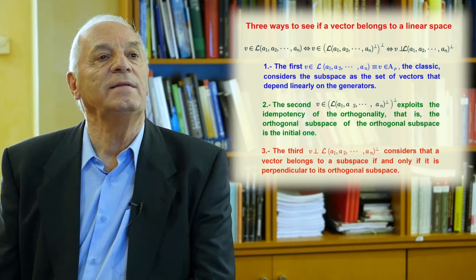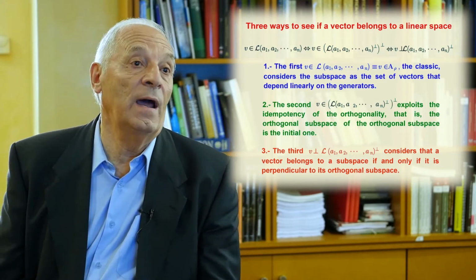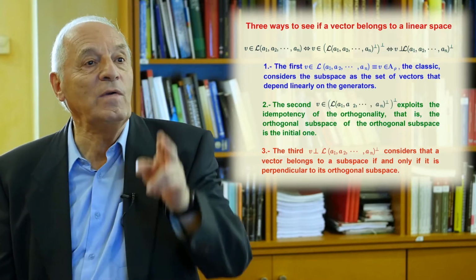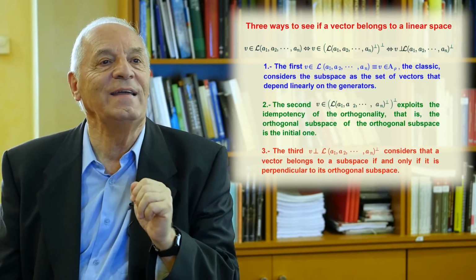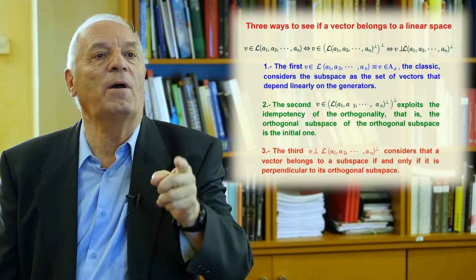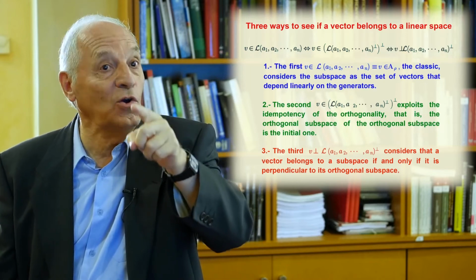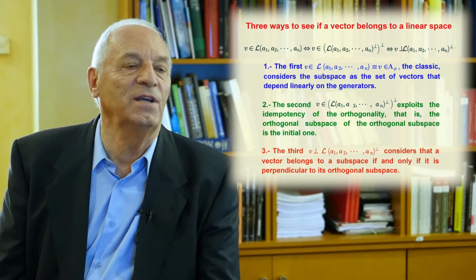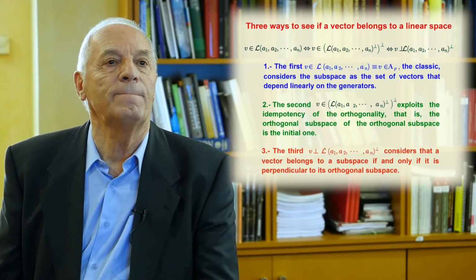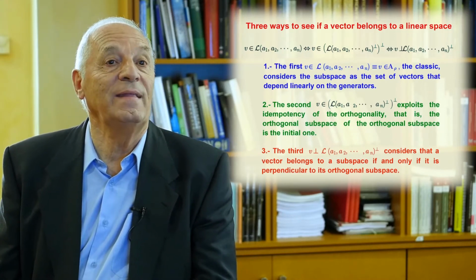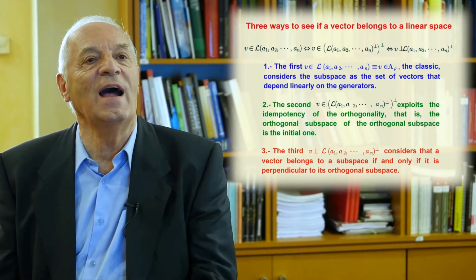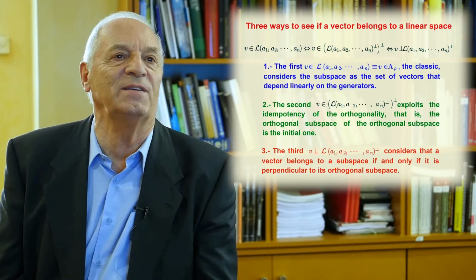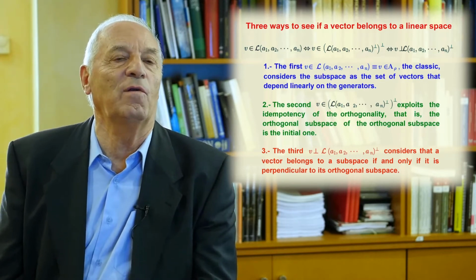And then this is another way of seeing the same problem. But looking at that, we can also write that v should be perpendicular to the orthogonal of L. So this is a third way of seeing the same property. But now, this is telling us what to do to determine if a vector belongs to a linear subspace, because it's telling us the following.